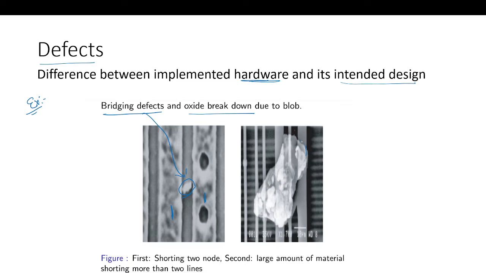Now here you can see some material has come here. So this is also forming a bridge, but between multiple lines. It's a large amount of material, so it's shorting more than two lines. And here we can see it is shorting between two nodes. This type, where a material is shorting and is going to alter the intended functionality, is known as a bridging defect.